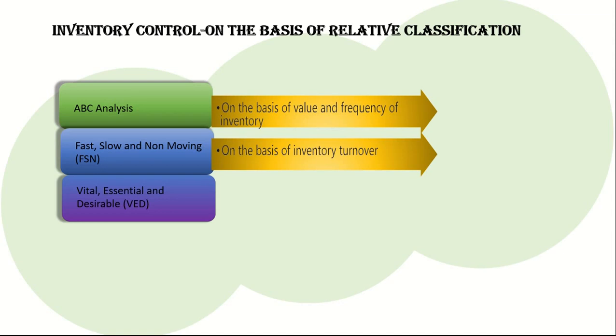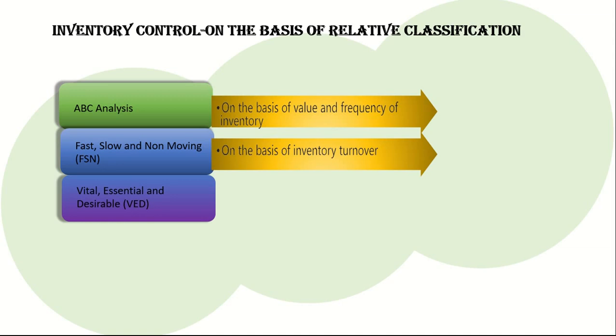3. Vital, essential, and desirable, VED. Under this system of inventory analysis, inventories are classified on the basis of their criticality for the production function and final product. Generally, this classification is done for spare parts which are used for production. Vital: items are classified as vital when their unavailability can interrupt the production process and cause a production loss. Items under this category are strictly controlled by setting a reorder level.